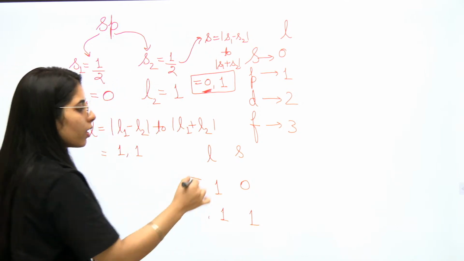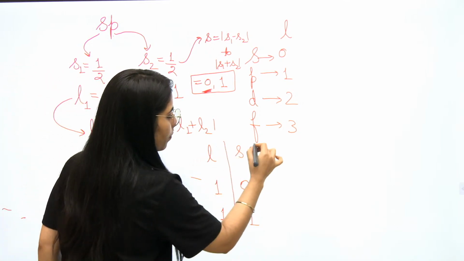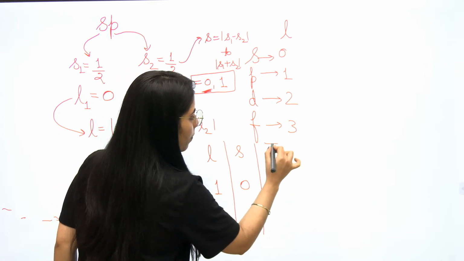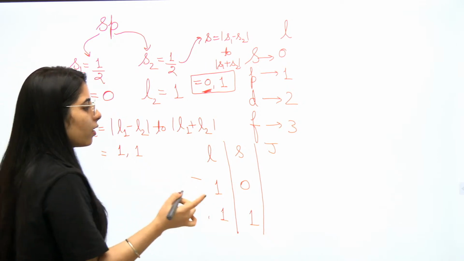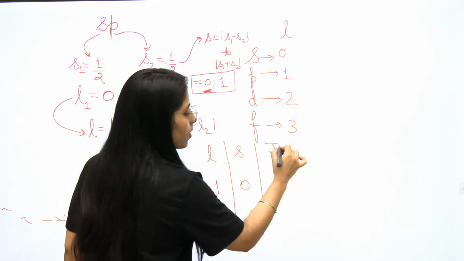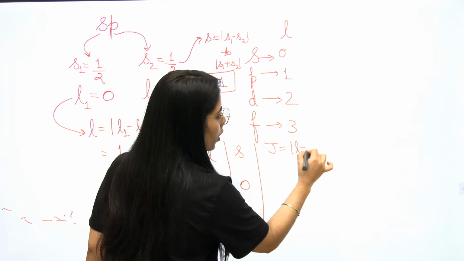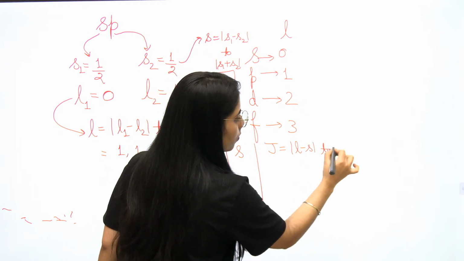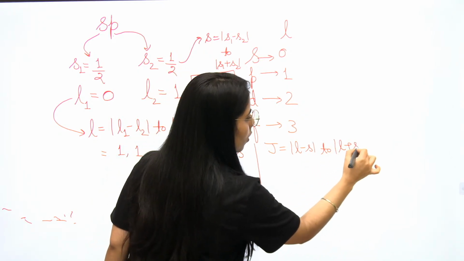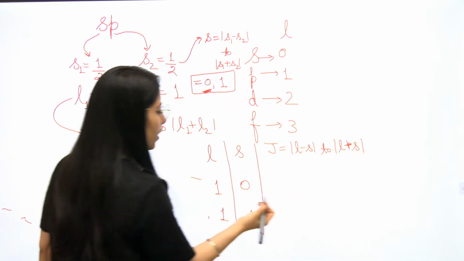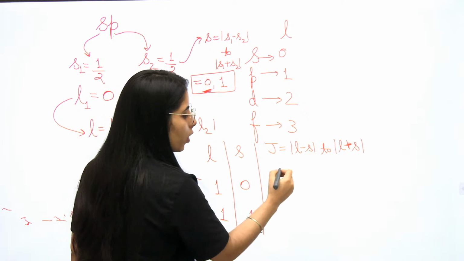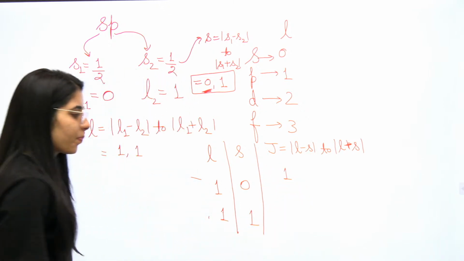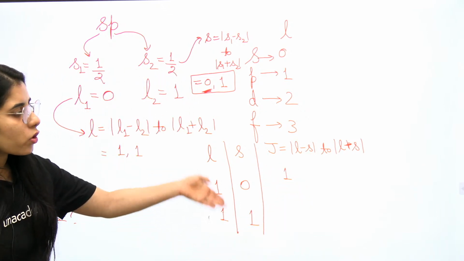Clear? So now the value of J. What will be the value of J? J is equal to L minus S to L plus S, in mod. Which means 1 minus 0 to 1 plus 0, in the mod, you will just get the value 1. Again, 1 minus 1 to 1 plus 1.